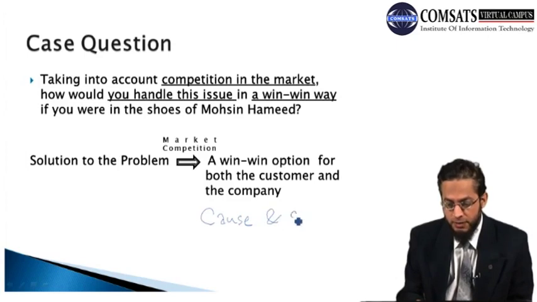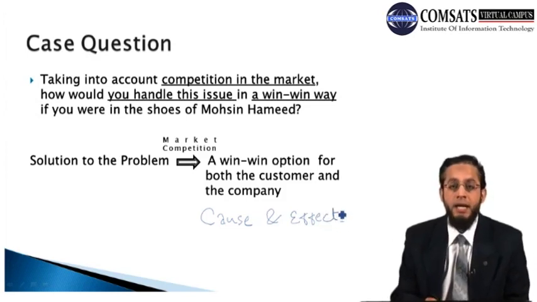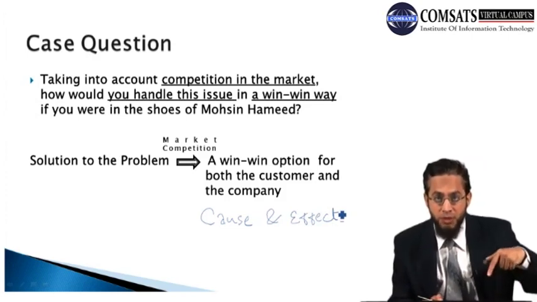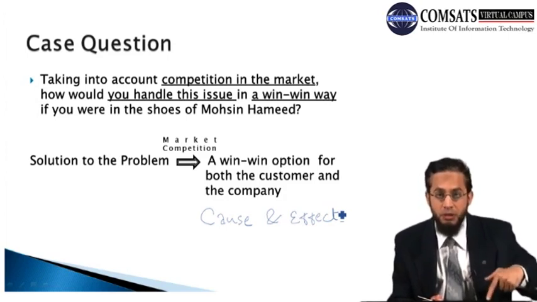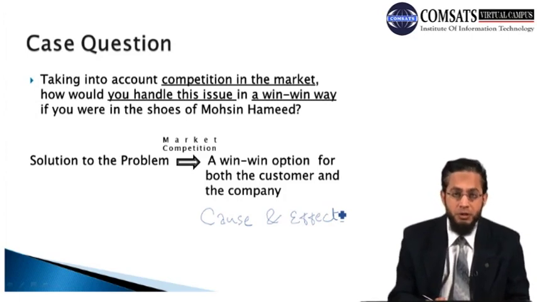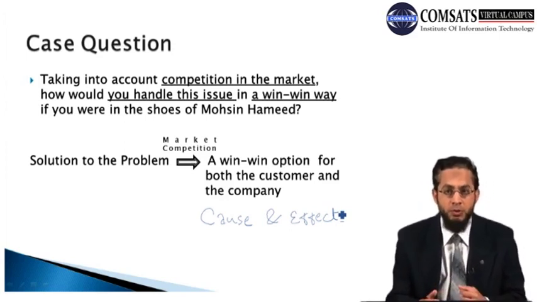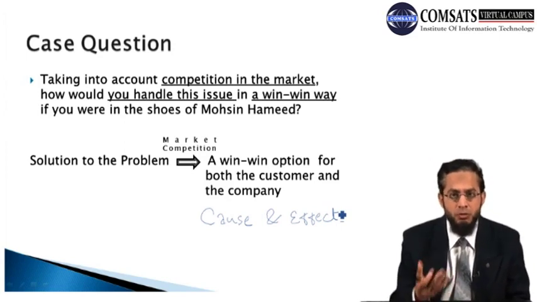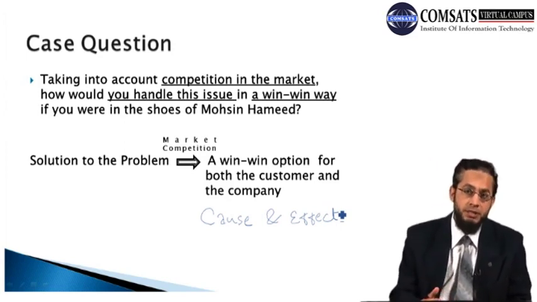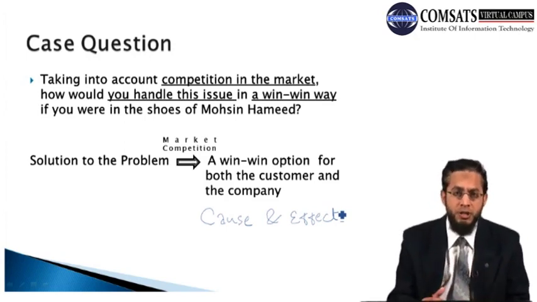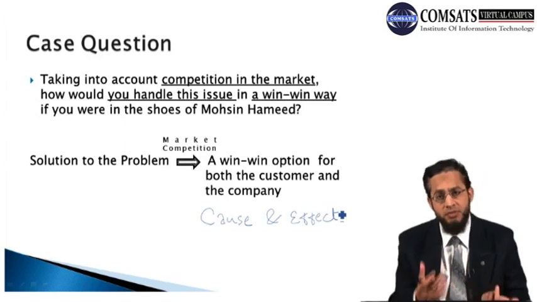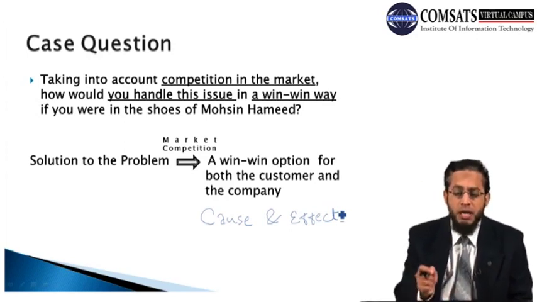Cause and effect. By eliminating causes, you can drive down to the main problem. Identify the main problem, because a problem might be a result of different causes. Going down to the root cause would help you identify the main reason this problem, this grievance on the customer end, is occurring. That way you can come up with a corrective measure. And that's the first step. So to be in a win-win position, you have to first identify the cause and effect.